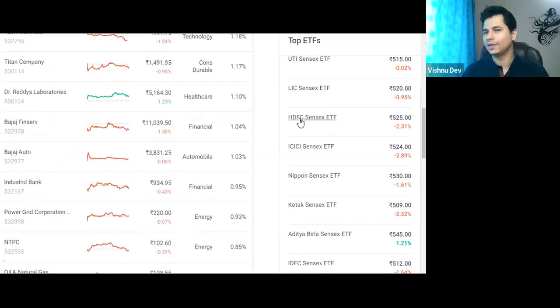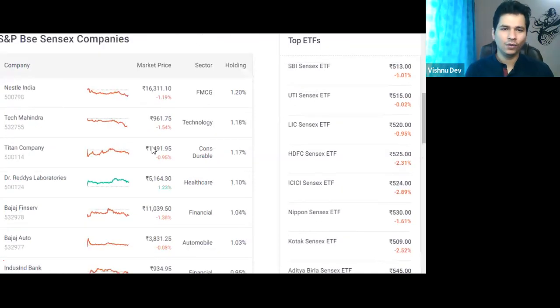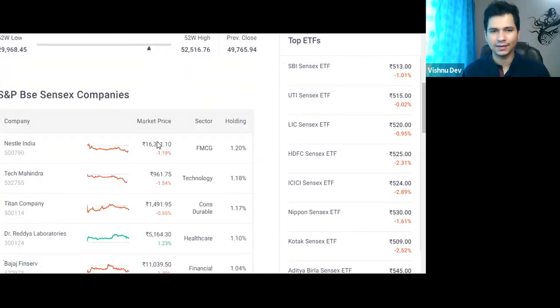Now, these are the other derivatives. ETFs are something else, I'll tell you later. But I hope all of you are getting this. In the same way, this is about Sensex.